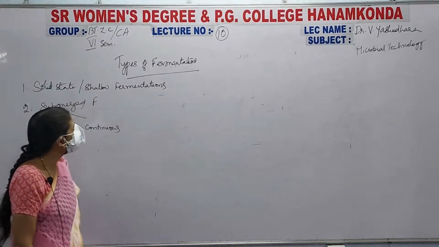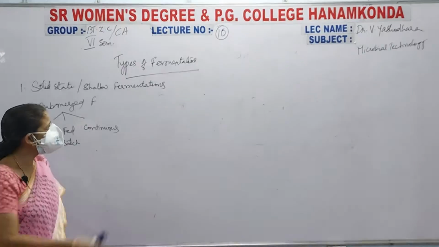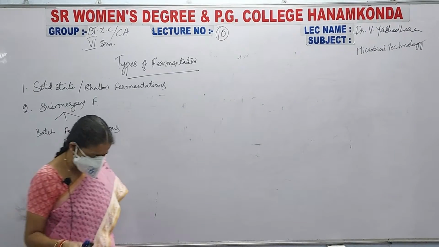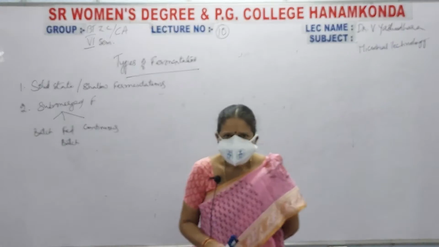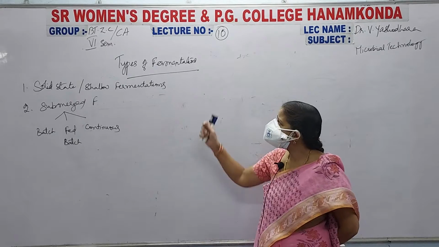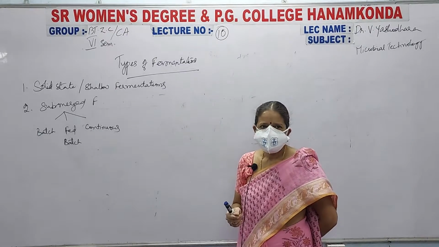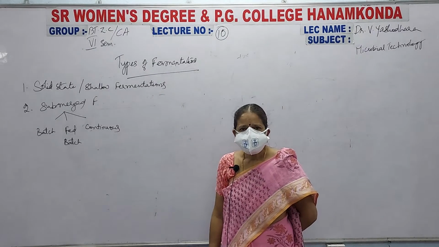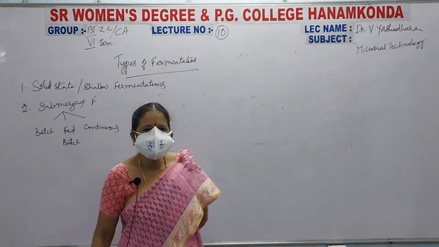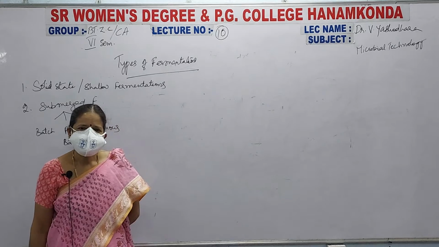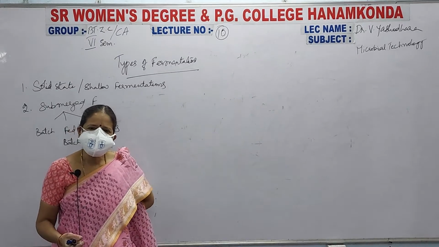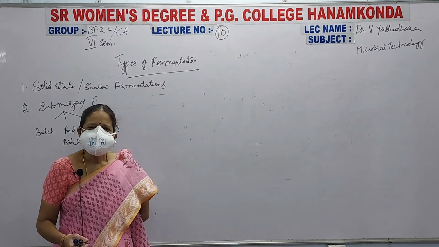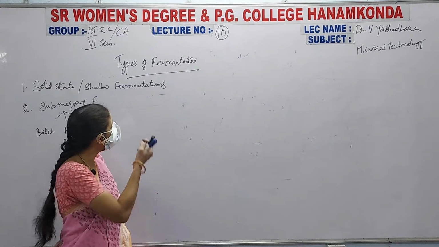Good morning students. Today we will continue with the types of fermenters that we started in the previous class, or yesterday's class. We will continue with the same topic, that is types of fermentations. And I will again repeat what fermentation is. Fermentation is the anaerobic breakdown of complex organic molecules or complex organic chemicals by microorganisms.